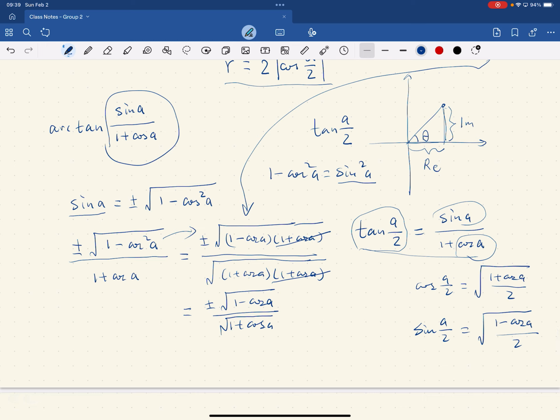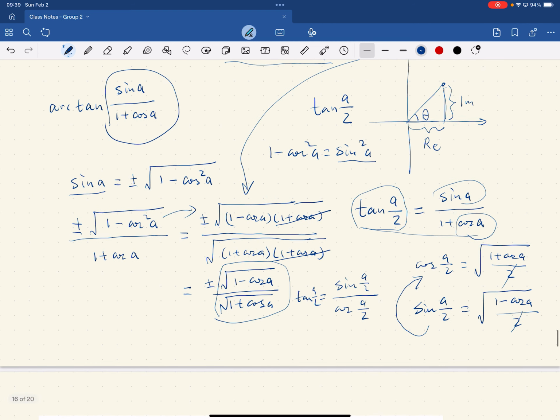And if you look at this over that, it will cancel the 2, right? So it becomes this, right? So we'll have sine a over 2 over cosine a over 2, which equals tan a over 2, right? So this will give us plus or minus tan a over 2, right?